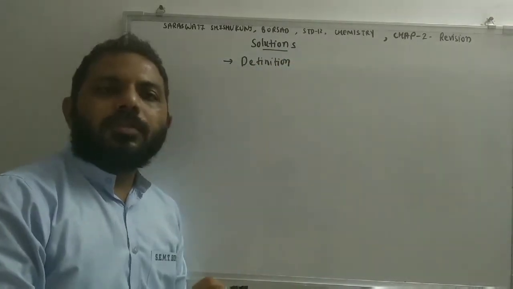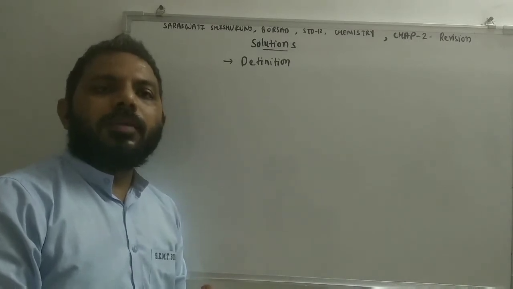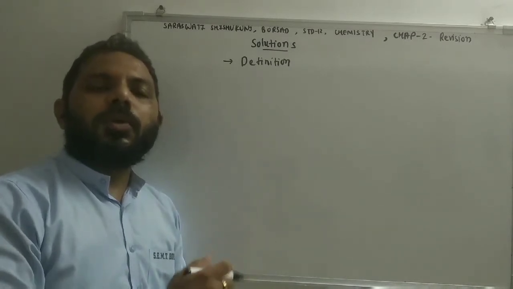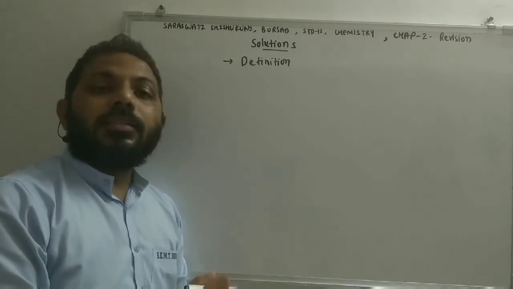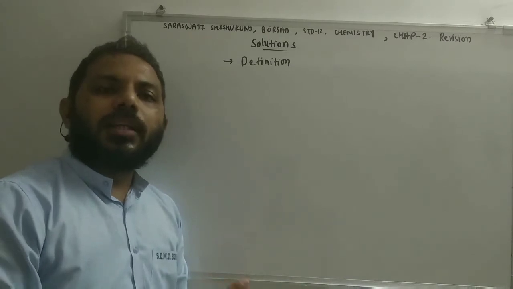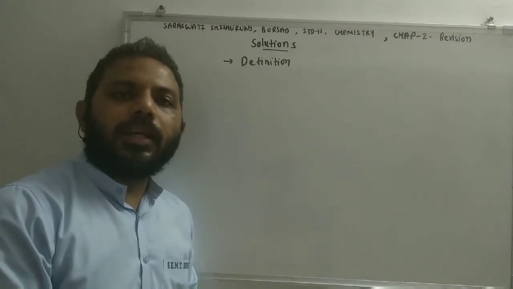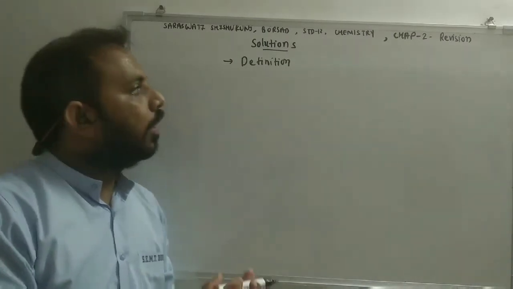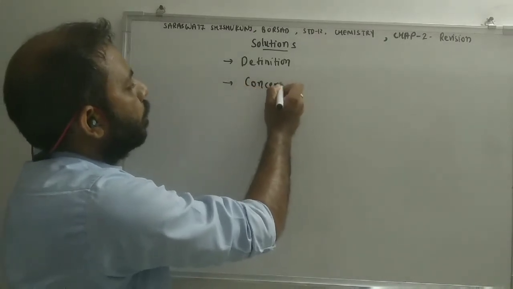What is a solution? So a solution is a homogeneous mixture, right? Which comprises either two components or more than two components. Okay. Then there is classification of solution based on physical state. So there are three classes of solutions: solid solution, liquid solution, and gaseous solution. Then the chapter deals with different types of concentrations.